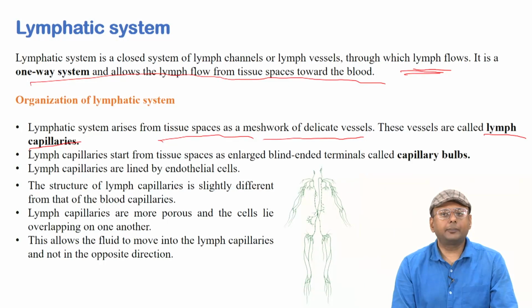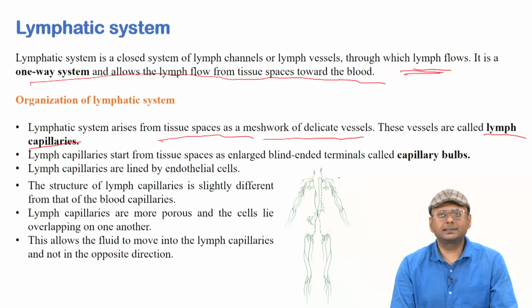Okay. Lymph capillaries are lined by regular endothelial cells. The structure of lymph capillaries is slightly different from that of blood capillaries. Even though there are endothelial cells, the structure is a little bit different for those capillaries. Lymph capillaries are more porous in nature and the cells lie overlapping on each other.